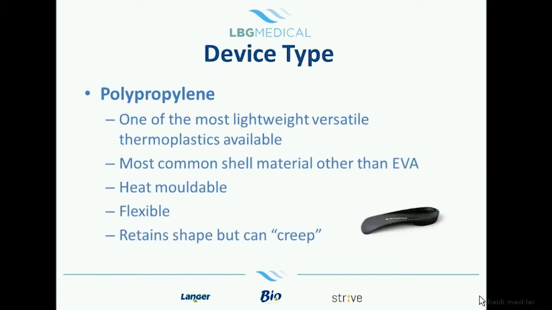So polypropylene is probably one of the most lightweight, versatile thermoplastics available. It's the most common shell material that we would use other than EVA. And it's heat moldable, it's flexible, it retains shape, it can creep or deform slightly over time, which of course carbon fibre doesn't. It's a very popular device, and there are different types of thermoplastic and polypropylene that we would use.